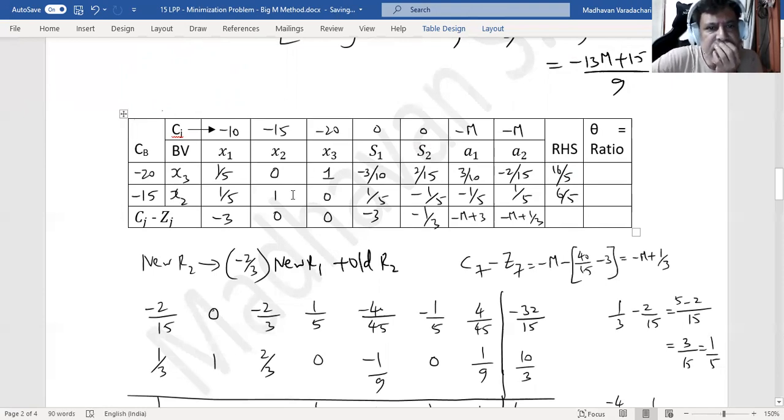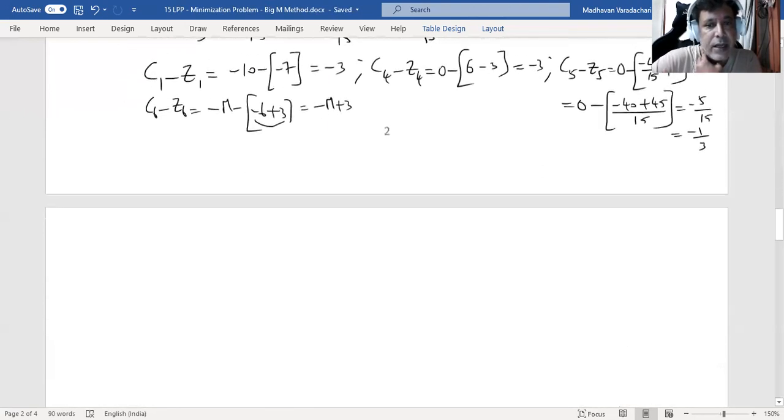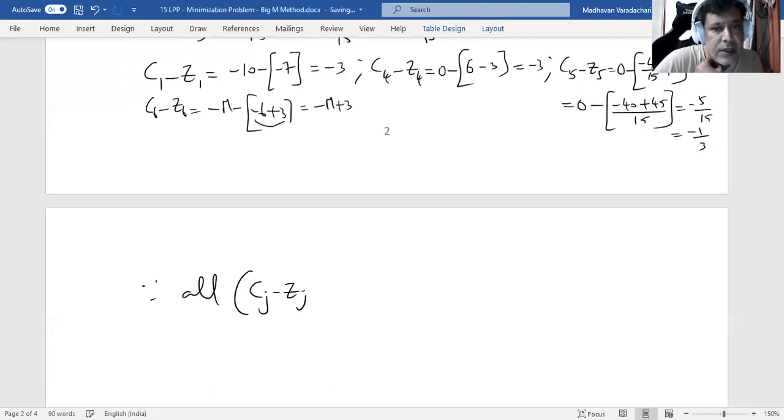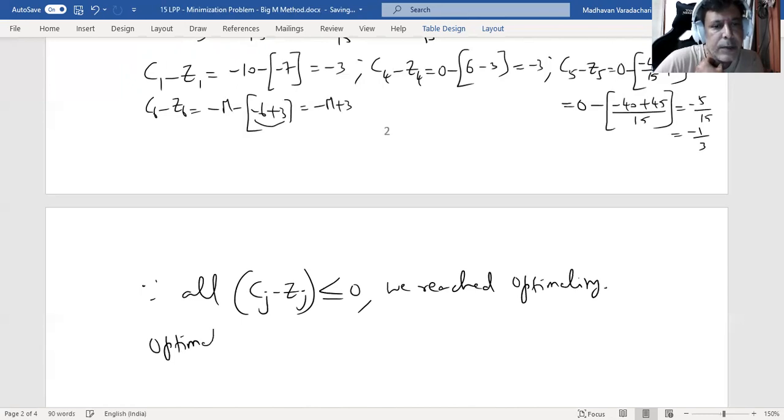Now, let us check the Cj minus Zj values here, whatever we obtained, to see which is the most positive. This is negative, this is 0, this is 0, this is negative, this is negative. This also negative because negative M is very large, negative infinity. This is also negative infinity. So none of the Cj minus Zj are positive. So I can conclude, since all Cj minus Zj are less than or equal to 0, we reached optimality, optimal solution.